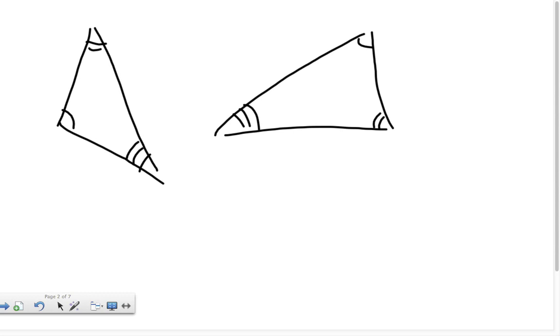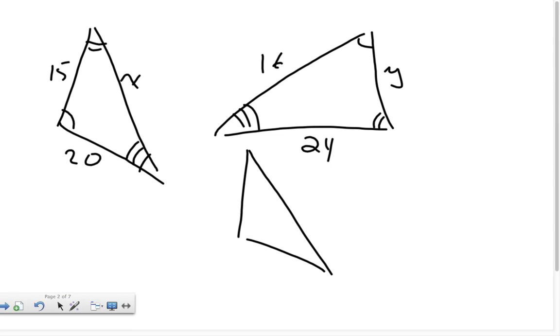So one of the easiest things to do is pick one triangle and draw the other one just like it. So I'm going to take this one. Let's just say my values here were 15, x, 20, and 16, y, 24. So I'm going to take this triangle and draw it like this. They're similar triangles, so they have the same shape. Now I'm going to copy my angles so that they're the same. Now they're facing the same way.